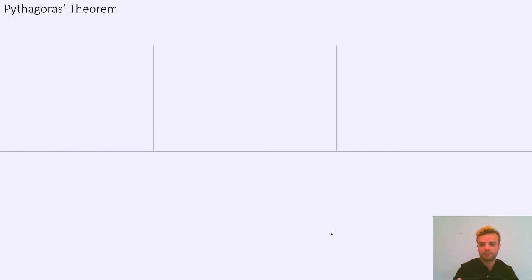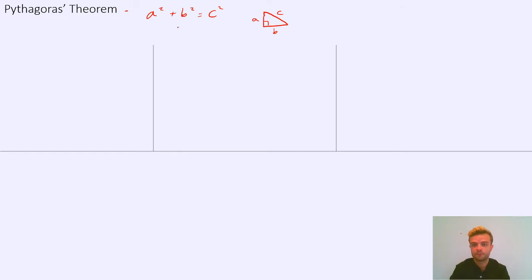What Pythagoras' theorem looks like, the way it's written down, is usually a squared plus b squared equals c squared, where a, b and c are the sides of a right angled triangle from smallest to biggest. So if I draw a triangle like that, the smallest side is a, the middle side is b, and the long side, which is always the diagonal, is c.